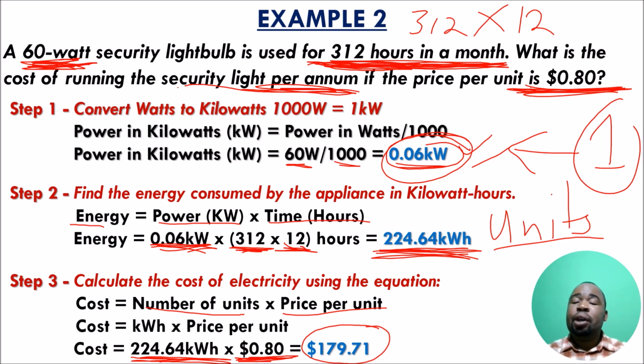Before I leave you with a practice question, let me emphasize, make sure your power ratings are in kilowatts. Make sure your time is in hours. Power rating, kilowatts, time in hours. Then the units which are used, the units you see on your meter at home, they are kilowatt hours. So the price per unit times the number of units, we're going to get the total price.